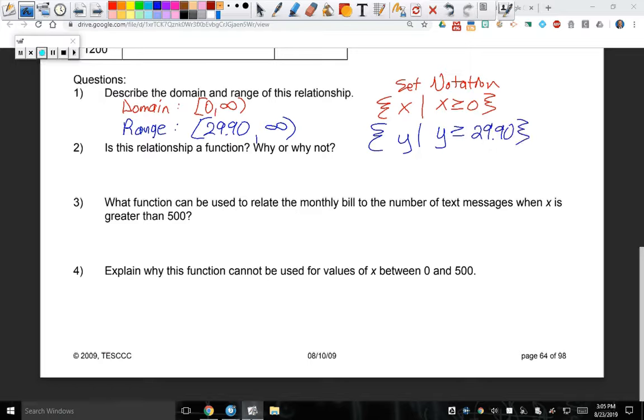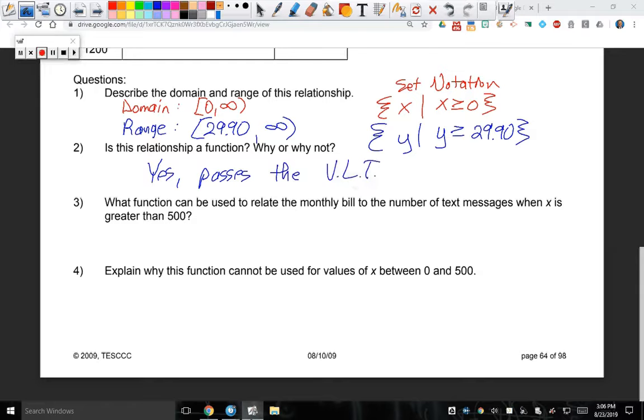Okay? Now, you're looking at the graph. I know I don't have it pulled up right here, but you can see it on your paper. Is it a function? Yes, this is a function. Why? Passes the vertical line test. Okay, so let's go ahead and write that out. Yes, passes the vertical line test.